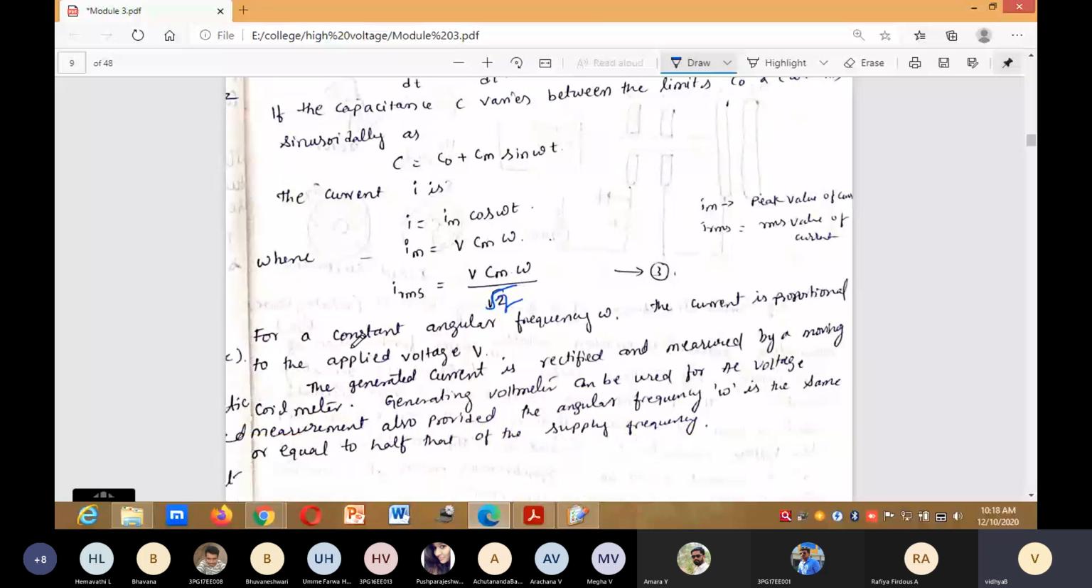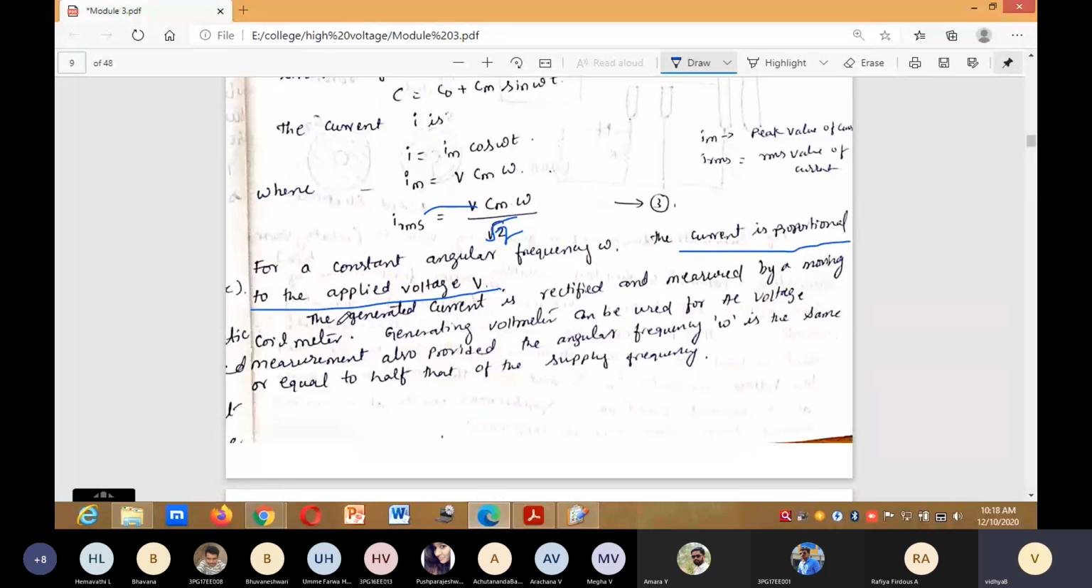For a constant angular frequency omega, the current is proportional to the applied voltage. The generated current is rectified and measured by a moving coil meter.